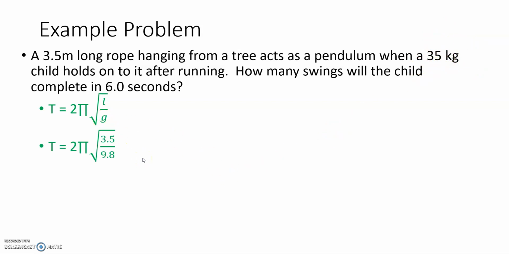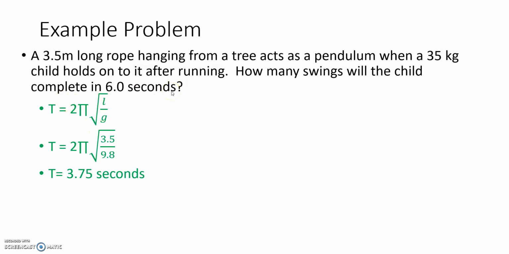So first we plug in what we know. We have the length of 3.5, gravity of 9.8. All you have to do is type in your calculator 3.5 divided by 9.8, take the square root, times 2 pi, and we should end up with a time of 3.75 seconds. However, the question is not answered yet because we want to know how many swings the child completes in 6 seconds. They complete one full swing going back and forth one time in 3.75 seconds.